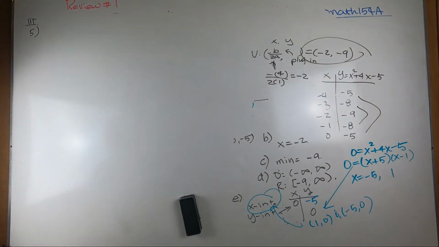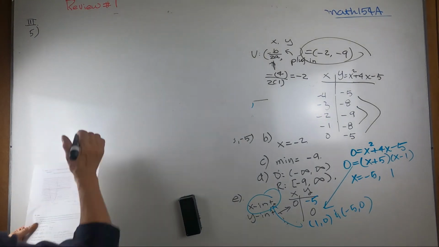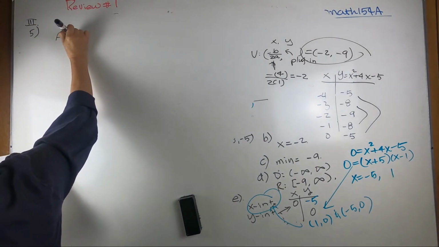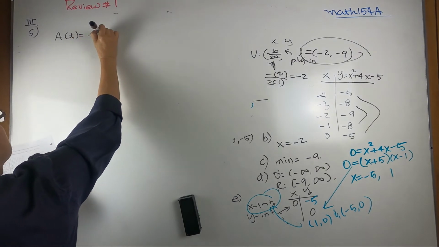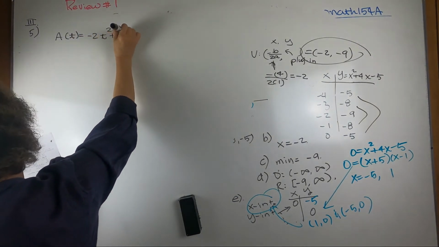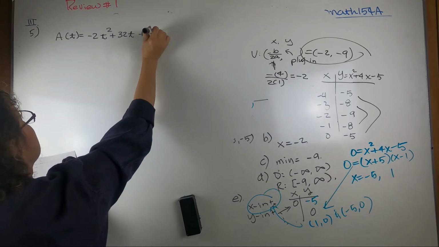First one, it says the amount of nitrogen dioxide A, in parts per million, that was present in the air in a city near here, South Lake Tahoe, on a certain day in June. It's modeled by a function, by a formula like this: A of t equals -2t squared plus 32t plus 12.